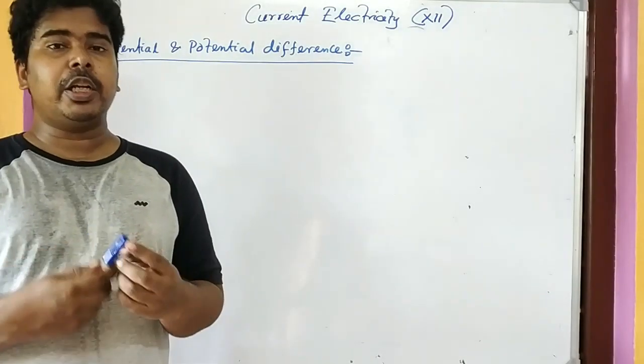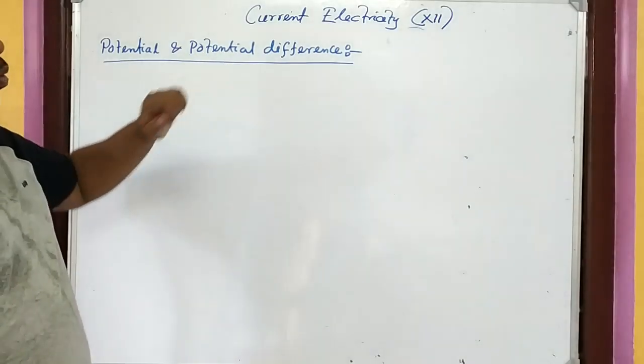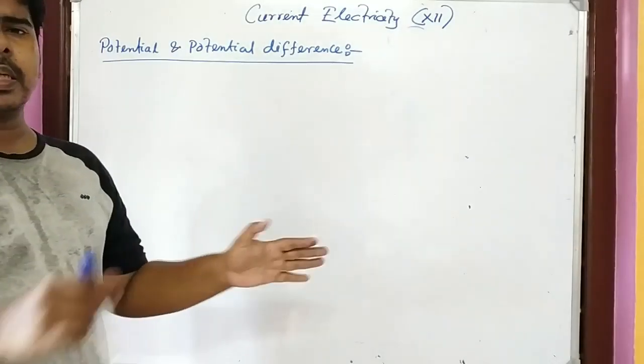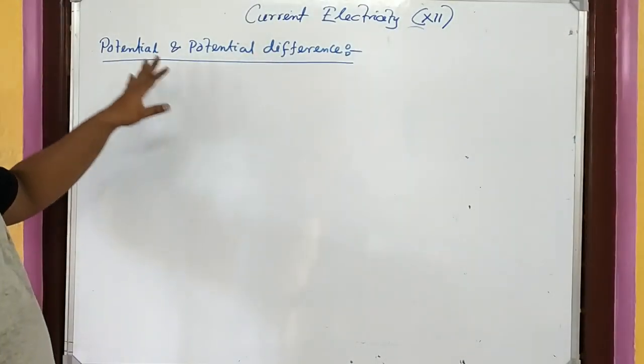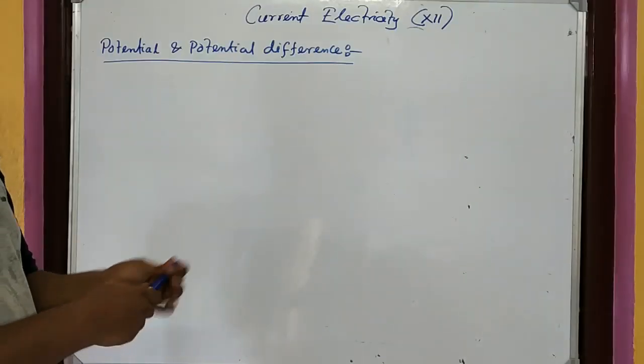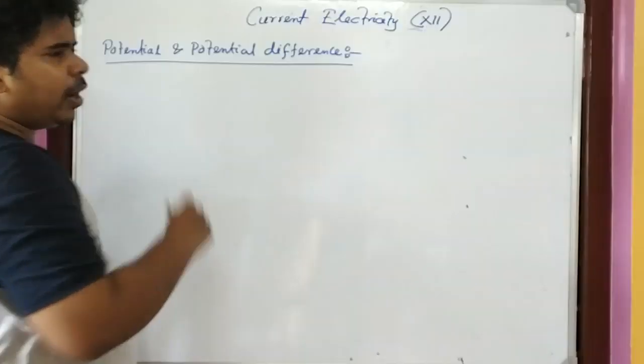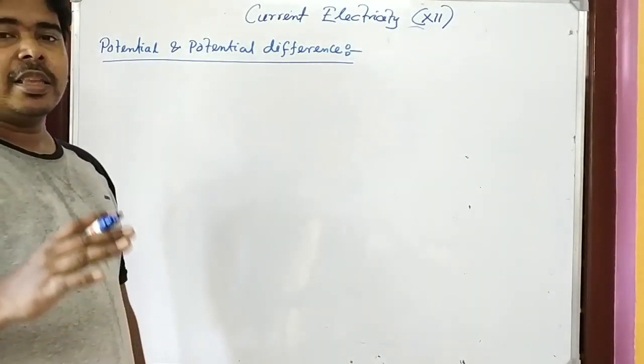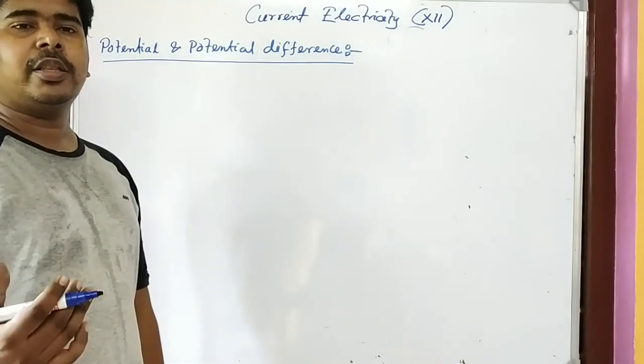So that particular direction is given by potential difference. Now the question has come, how the potential difference has come to a conductor and how the potential has come to a conductor. I have told you that in electrostatics we have already learned how a charge acquires a potential.